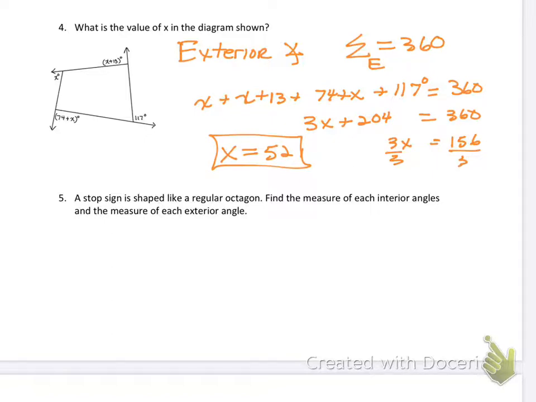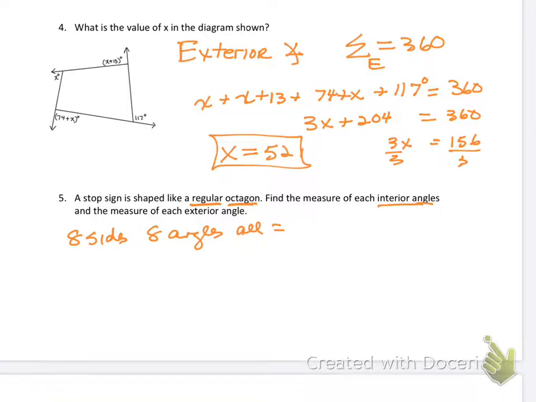Last extra practice problem here. A stop sign is shaped like a regular octagon. If it's regular, all angles are equal. It's an octagon, so it has 8 sides, 8 angles, all equal. Find the measure of each of the interior angles and the measure of each exterior angle.